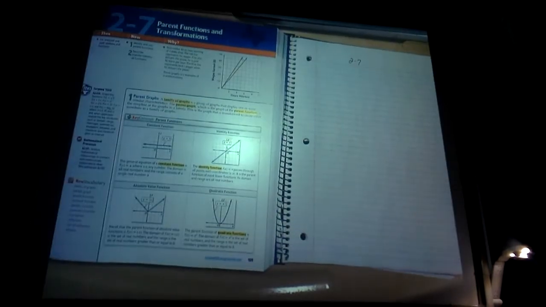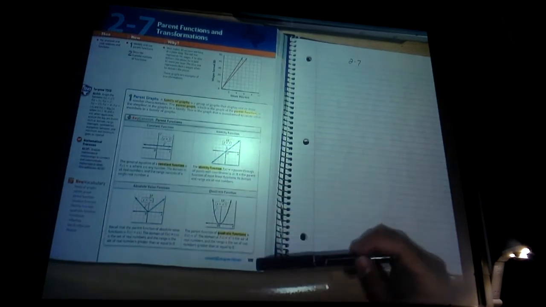All right, we're in 2.7 today. This is on page 109 in your textbook. Now we've been through linears, and we're going to start seeing basically what different numbers do to different types of graphs, okay? Through this lesson, you should be learning about something called parent functions, which is the base for every different function that we deal with.